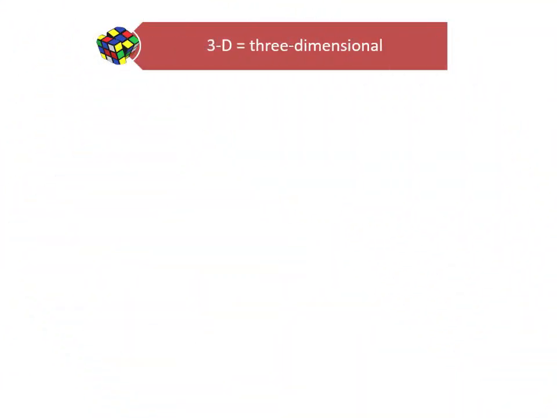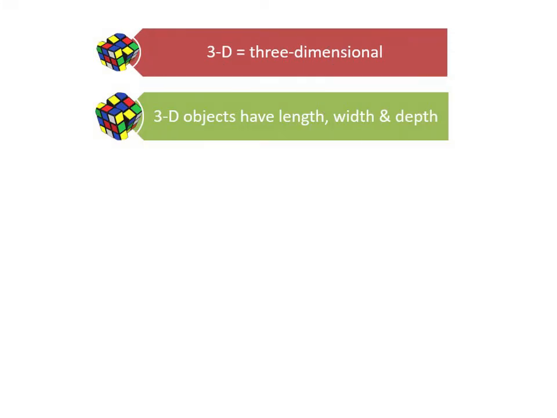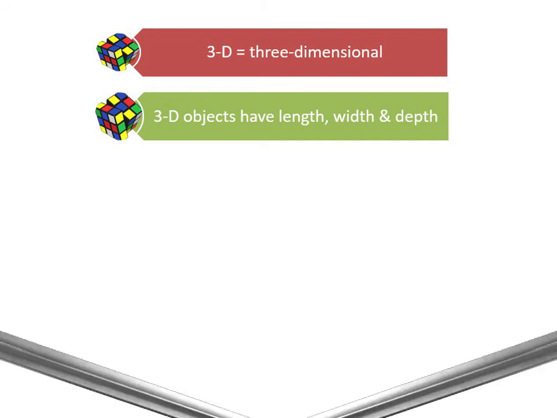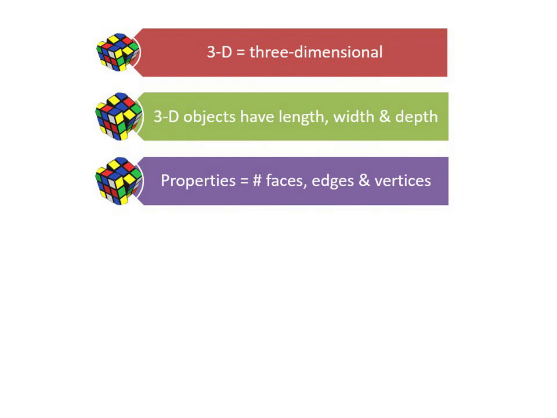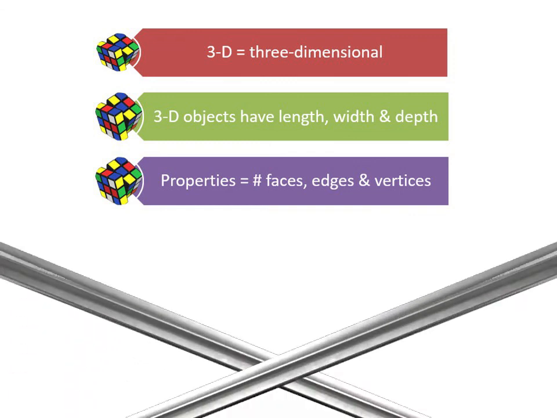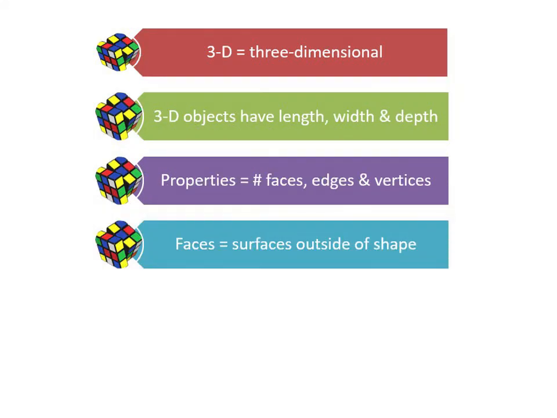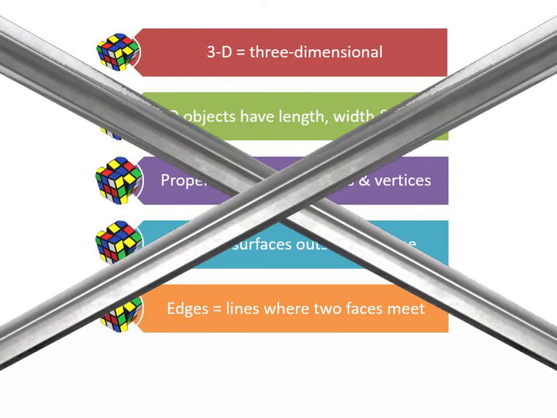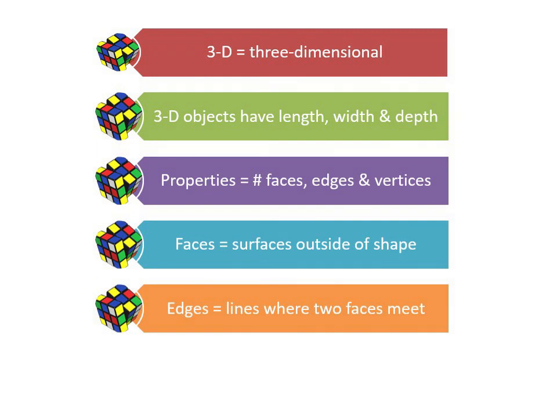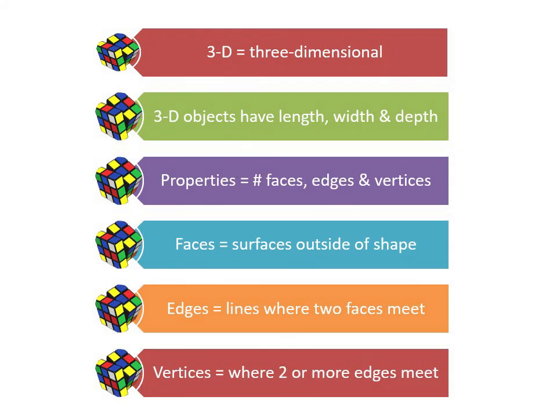Review the topic by reminding the learners that 3D means 3-dimensional. 3-dimensional shapes can be picked up and held because they have length, width and depth. The properties of a 3D shape are the number of faces, edges and vertices that it has. Faces are the surfaces on the outside of a shape. The edges are the lines where 2 faces meet. Vertices or corners are where 2 or more edges meet.